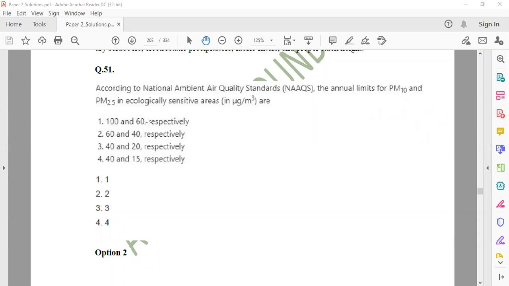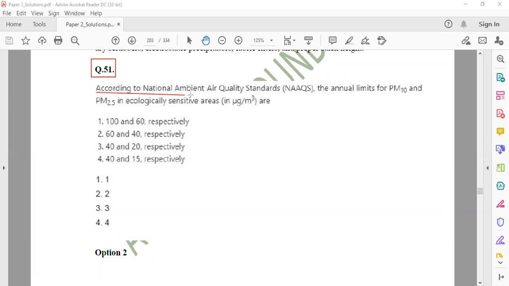Okay, so let's talk about question number 51, which is a very easy question and has been repeated multiple times in previous years. And last year also we had a question on this in December 2019, right? So let's see something about question number 51. You have to just remember the guidelines given by CPCB for National Ambient Air Quality Standards. Right. So the question says what?